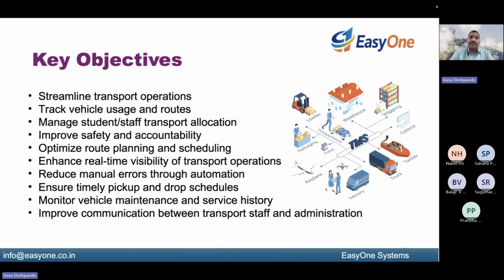Then, going further, improve safety and accountability. This is important if you have an RFID system placed in the bus: as soon as the student enters, their RFID gets scanned. A record gets entered into the system saying that so and so student has entered the so and so bus. Similarly, when the student gets down, that entry is made, so you know when the student has got in and when the student has got out. Plus, if somebody is absent or misses the bus, you automatically know that so and so student should have taken that particular bus, and he or she has missed it.